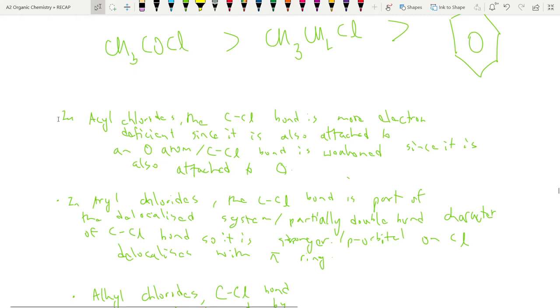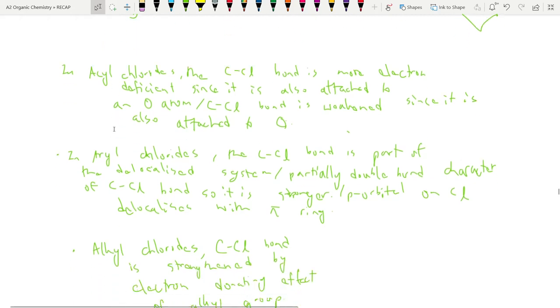In aryl chlorides, the C-Cl bond is part of the delocalized system, so it has partial double bond character. There's some wrong wording here in the mark scheme, but it is stronger. Also, you could say that the p orbital on the chlorine atom delocalizes with the pi ring of the benzene ring, right? So it has partial double bond character and it's really hard to break. It requires a lot of energy.